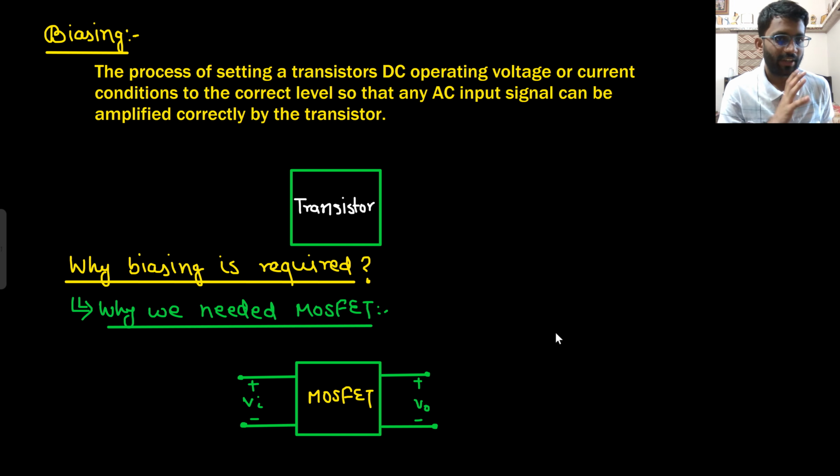Hi everyone. So till now we have seen MOS physics, the internal structure, the current equations, the saturation region, the triode region and the current equation. We have also seen how to find the region of operation. So these kind of questions we have seen.